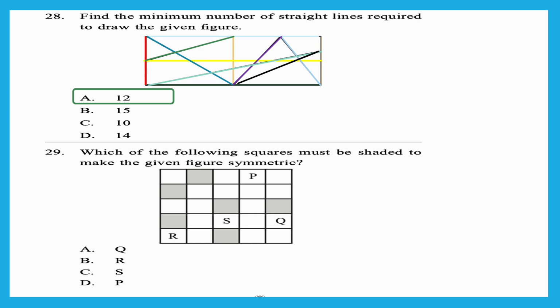Question 29. Which of the following squares must be shaded to make the given figure symmetric? So from which line we have to see the symmetry? We should see from here. And if we see, then P should be shaded to give the right symmetry. Option D is the right answer.